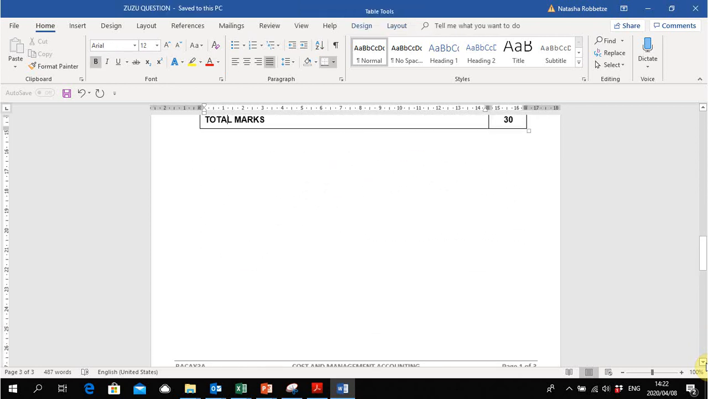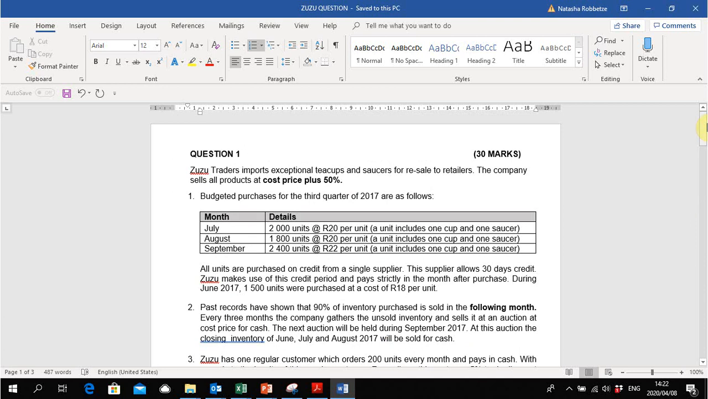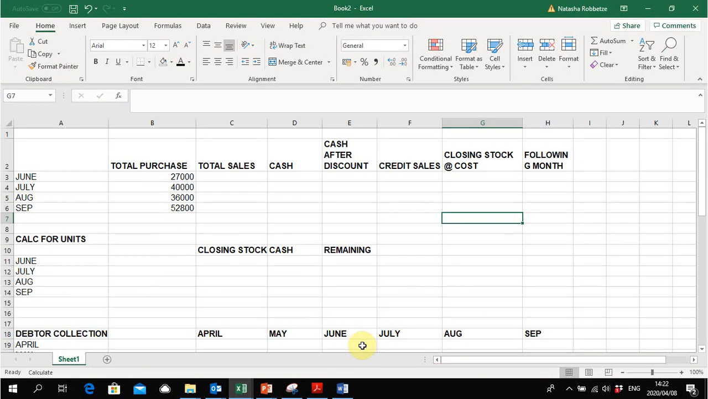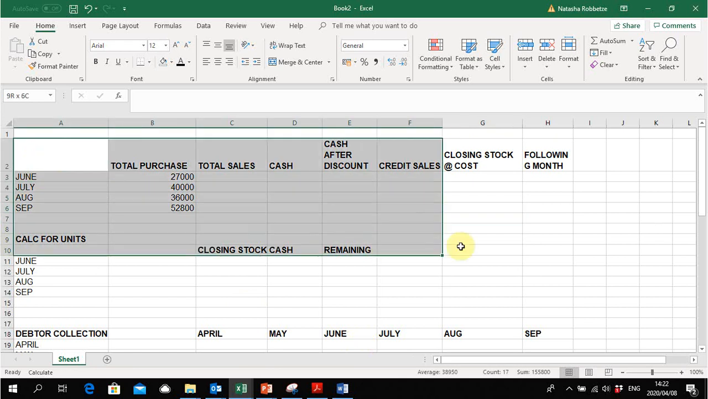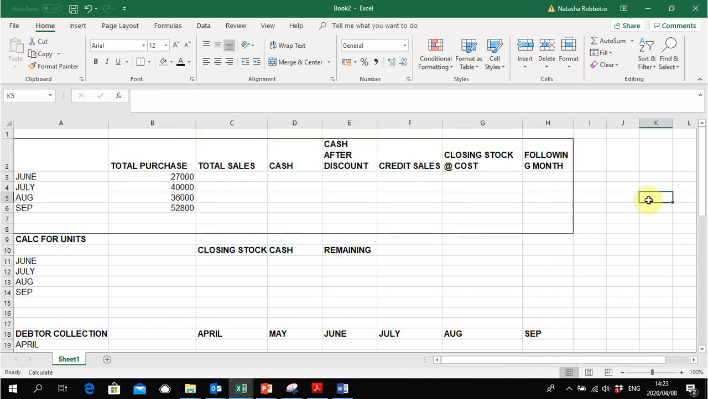The required part asks you to complete the cash budget for July, August, and September of 2017, and the total marks there 30 marks. Rounding needs to be done to the nearest whole number and indicate all your calculations clearly. So I want us to start at the beginning of this question and calculate our purchases as well as our sales. So I have so long set up an organized way of doing these calculations. So in the first column, I first want us just to focus on this block. I'll just put it in a frame.